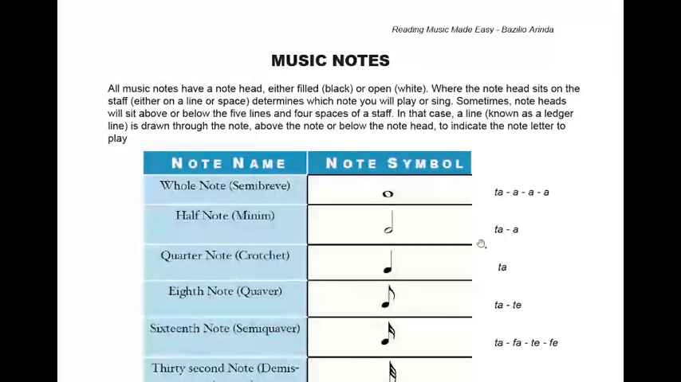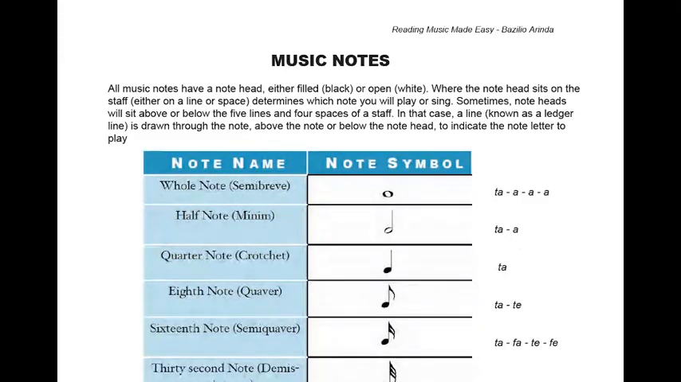What are the lengths of these notes? Whole note has 4 counts. You sustain for 4 beats. So it would become ta. Half note. Half note is half of the whole note. So if the whole note has 4 counts, then the half note has 2 counts. So it would be ta.